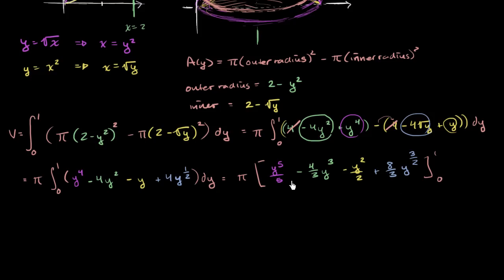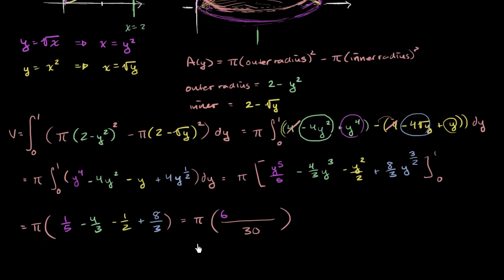Lucky for us, when you evaluate at 0, this whole thing turns out to be 0. So this is all going to be equal to pi times evaluating all this at 1. That's going to be 1/5 minus 4/3 minus 1/2, plus 8/3. Let's see, what's the least common multiple over here? We have a 5, a 3, and a 2. Looks like we're going to have a denominator of 30. So we could rewrite this as pi, with everything over a denominator of 30.